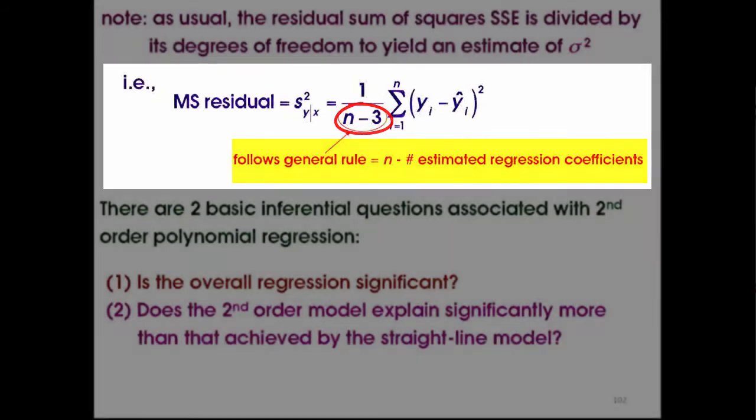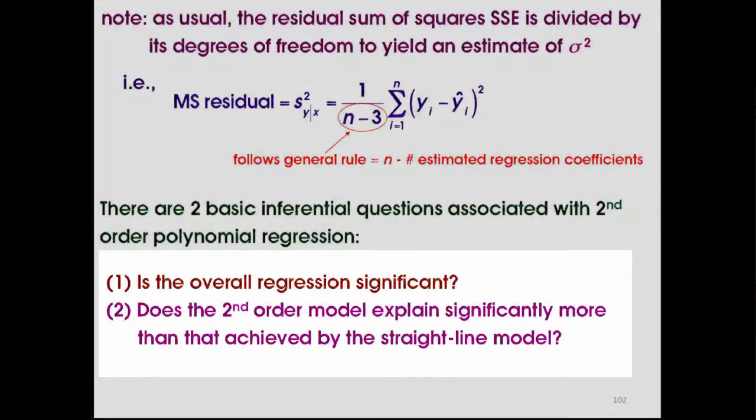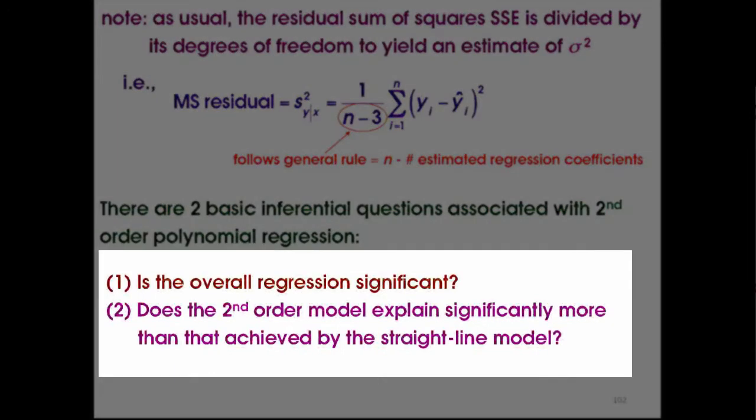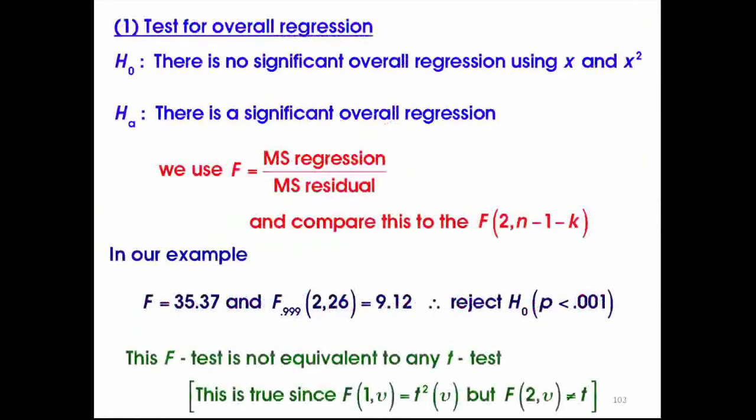And again, it follows the general rule that it's the number of observations that I started with minus the estimated number of regression coefficients. Now, there are two basic inferential questions that are associated with second-order polynomial regression. The first question is, is the overall regression model significant? And the second question is, does the second-order model explain significantly more than we were able to achieve with the straight line model? Because if it does, then we're going to go with the more complex model.